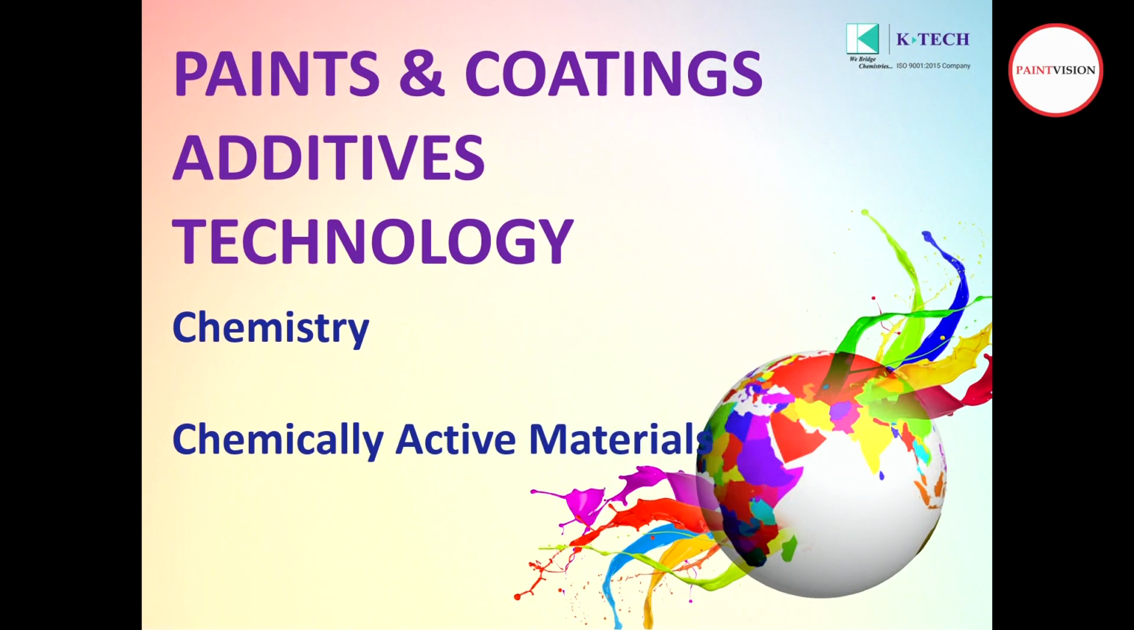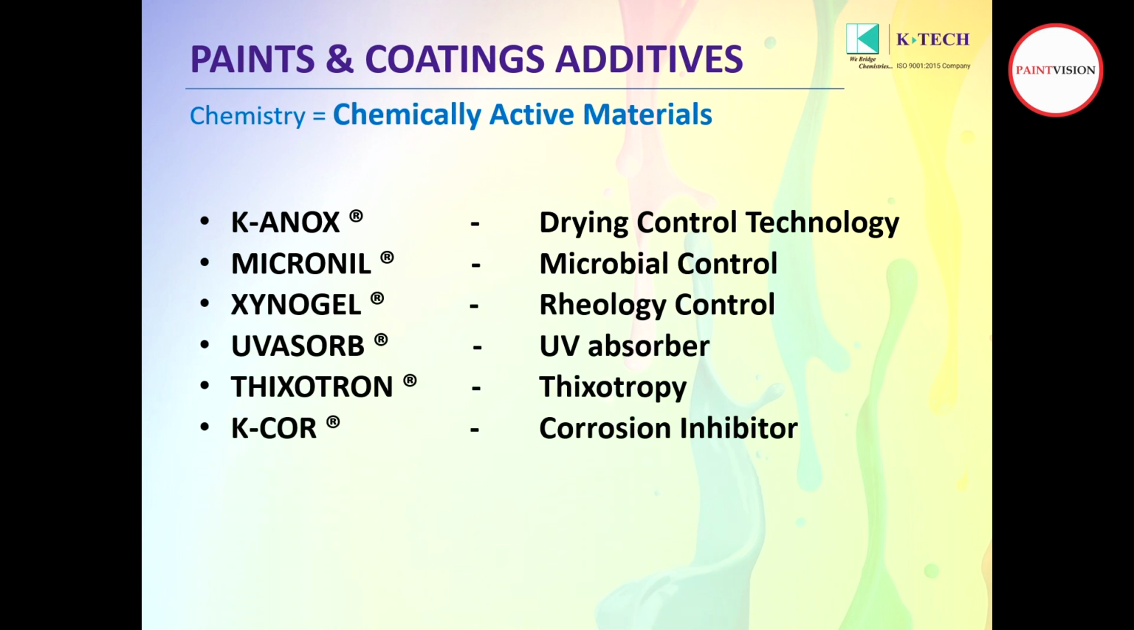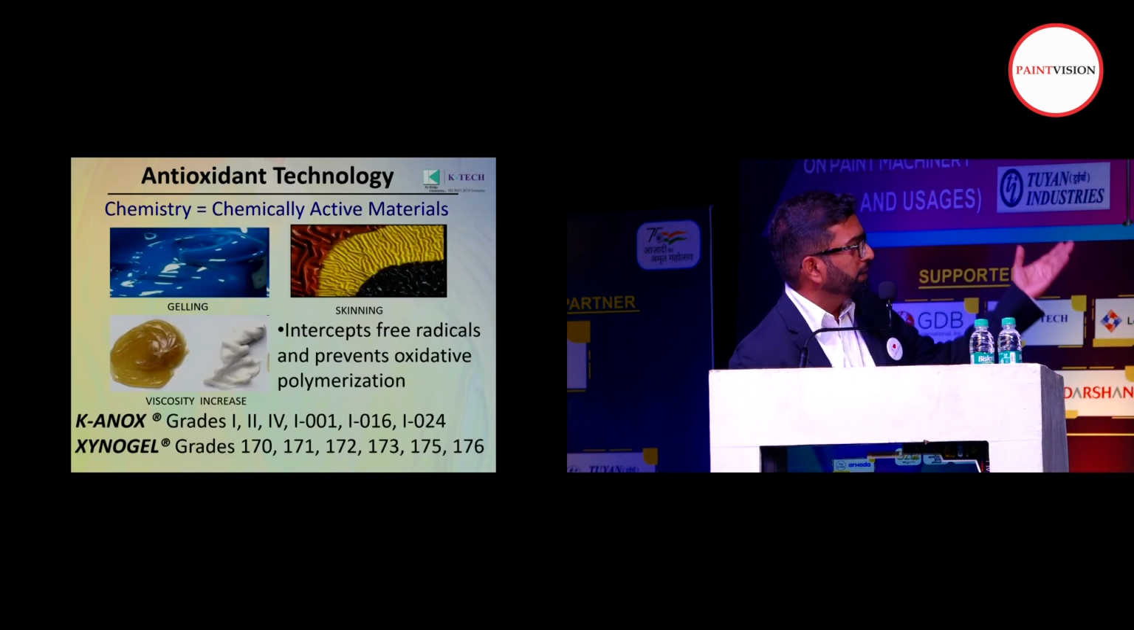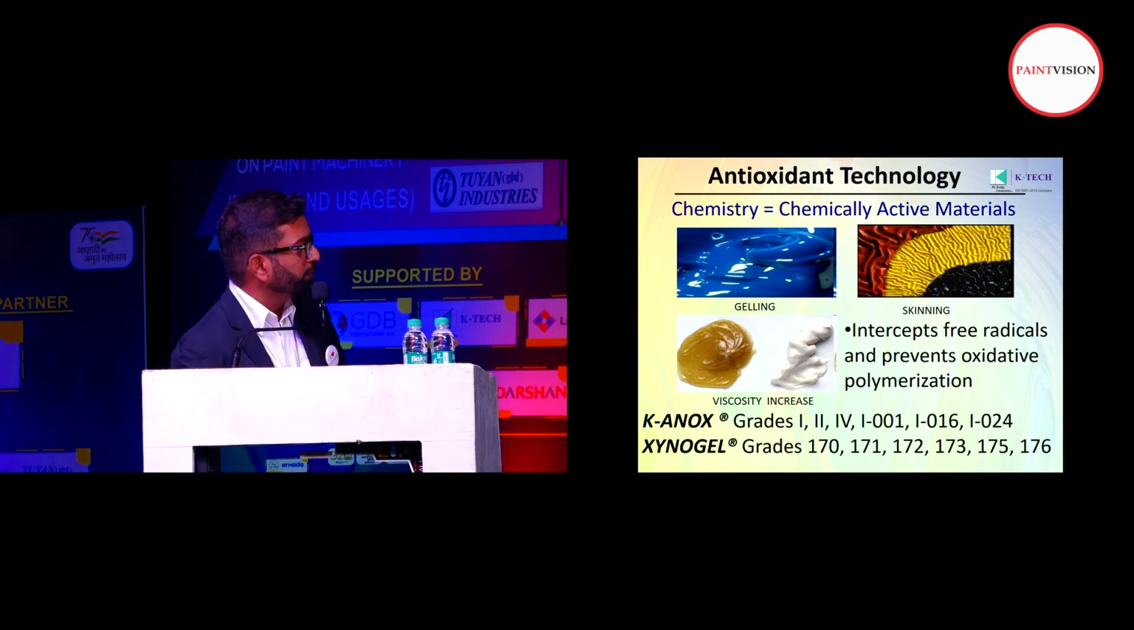Catalytic additives again. Now the third vertical is chemically active ingredients, where we give drying control, the anti-skinning properties. We give K-Enox. Biocides under the microbial control technology, we give Micronil. Under rheology flow control, thixotropy, we give Zynogel and Thixotron. UV absorber already mentioned. Corrosion inhibitors, we have the K-Core brand. Antioxidants, our brands are KNOX. They improve the gelling and the skinning, and various viscosity also improves.